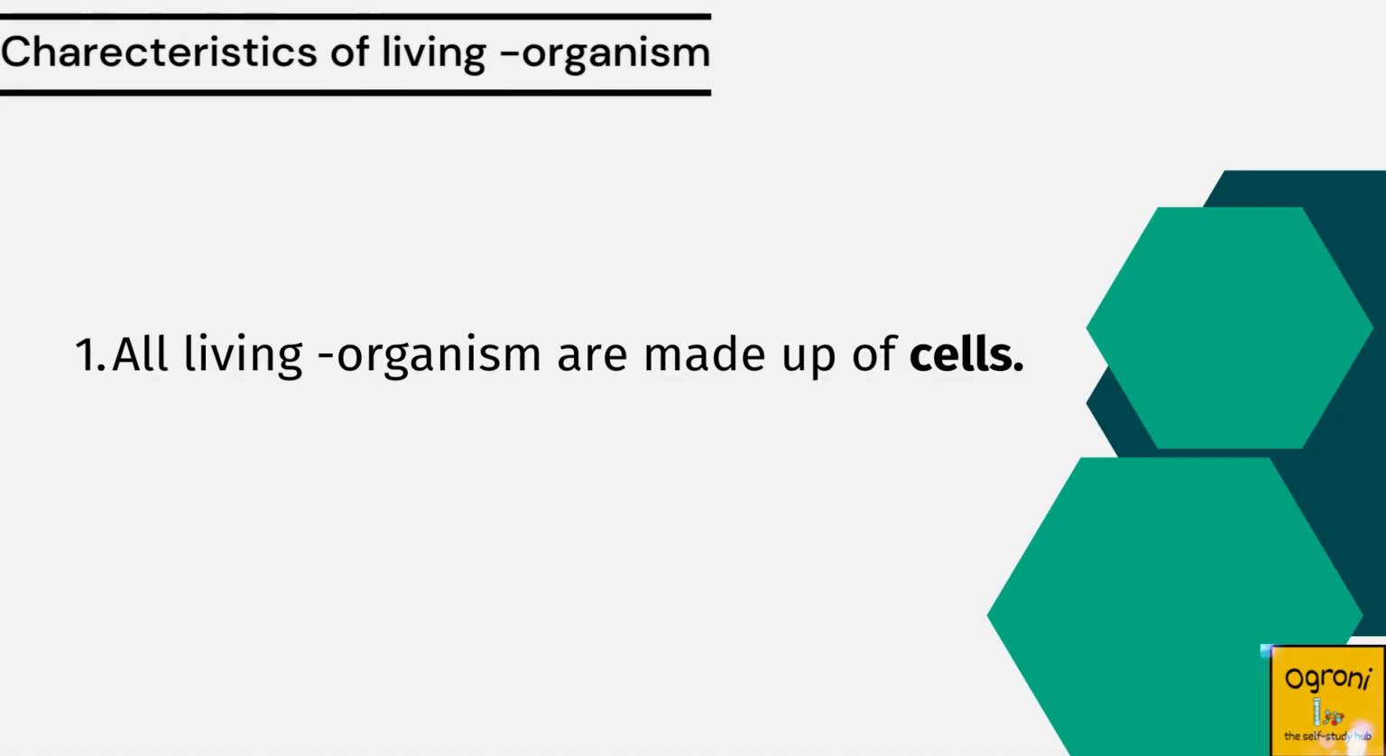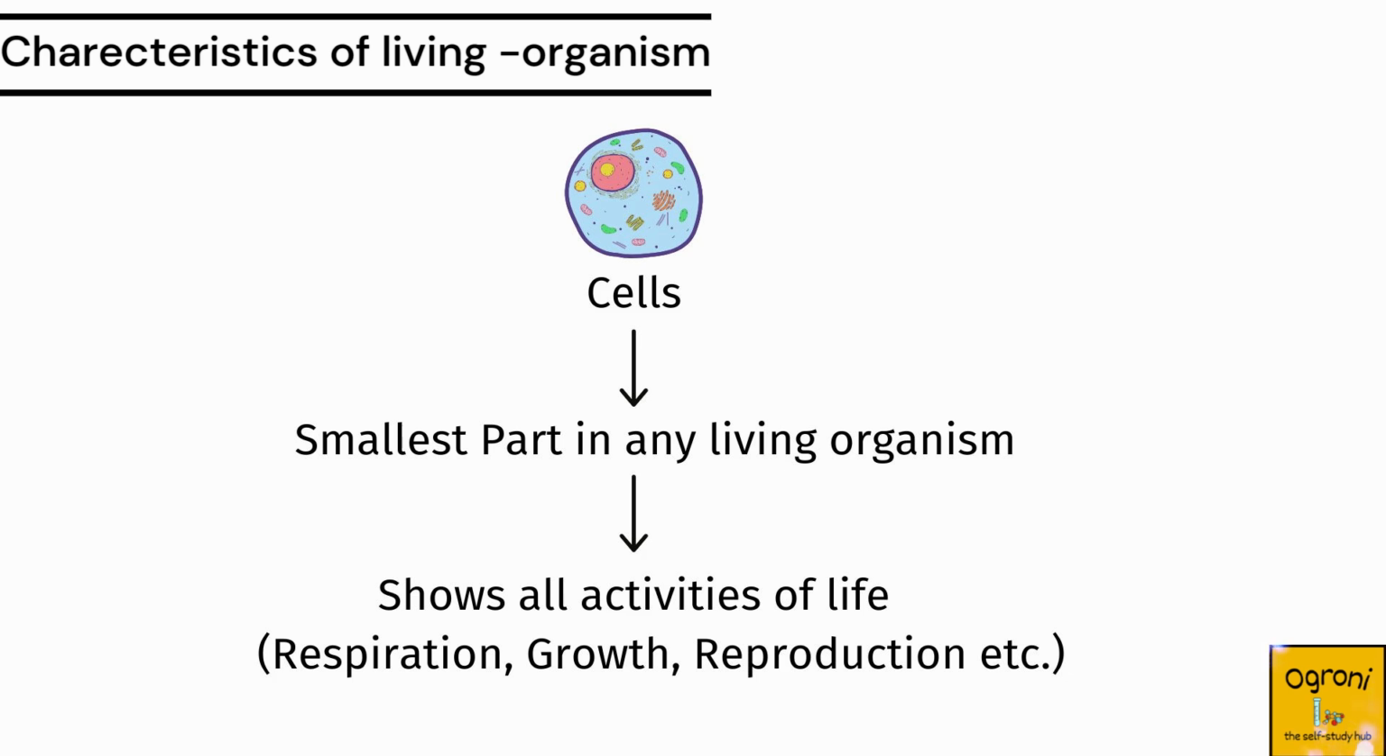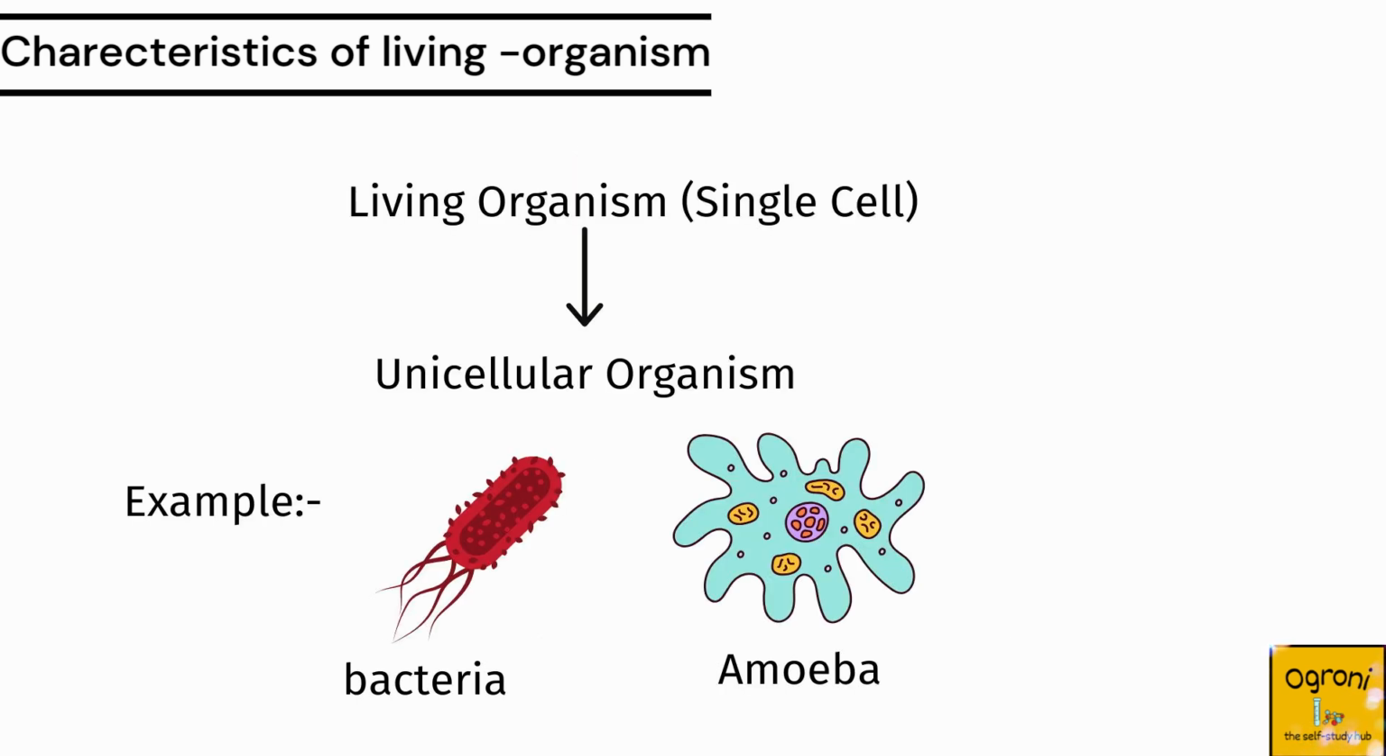Characteristics of living organisms. All living organisms are made up of cells. Cells are the smallest part in any living organism which shows all the activities of life like respiration, growth, reproduction, etc. A living organism can be made up of a single cell.